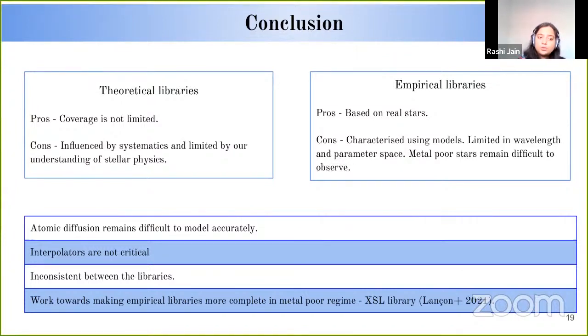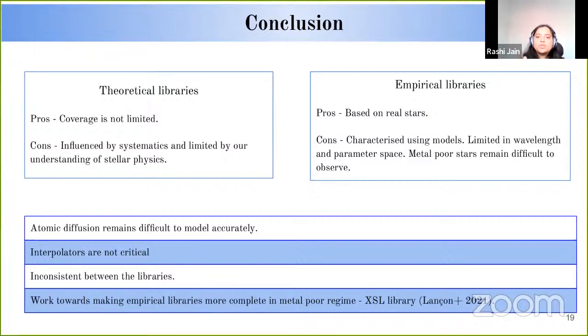So we also saw that processes like atomic diffusion are important, because we know that the ages of globular clusters could be brought down to reasonable estimates only when one accounts for atomic diffusion, but we still don't know to what degree atomic diffusion happens on the surface of stars. But to do so, we still have certain limitations, but they're not in terms of the interpolators that we have, but there are inconsistencies that exist between theoretical and empirical libraries amongst themselves.